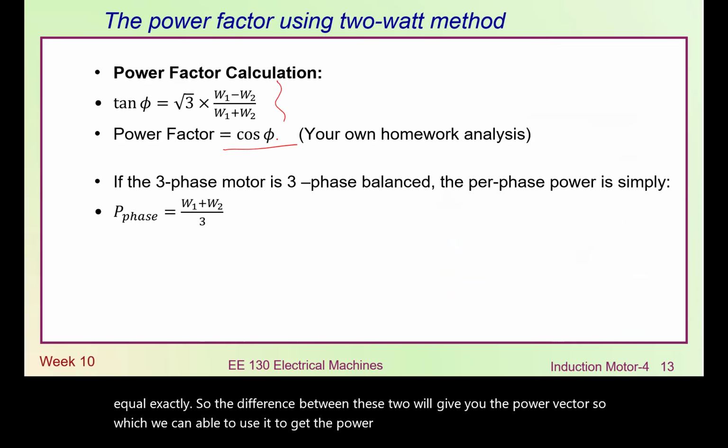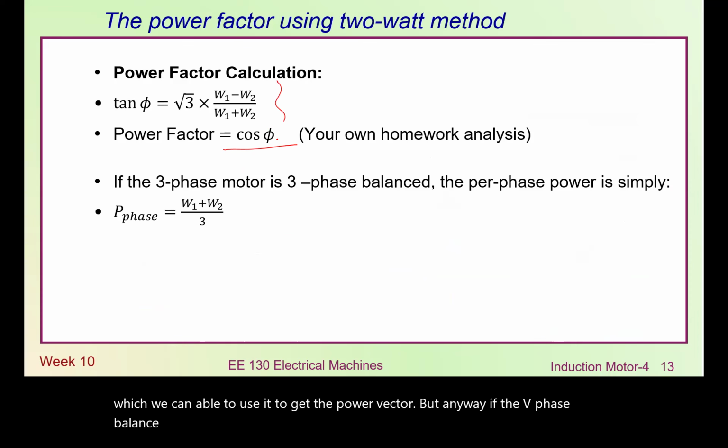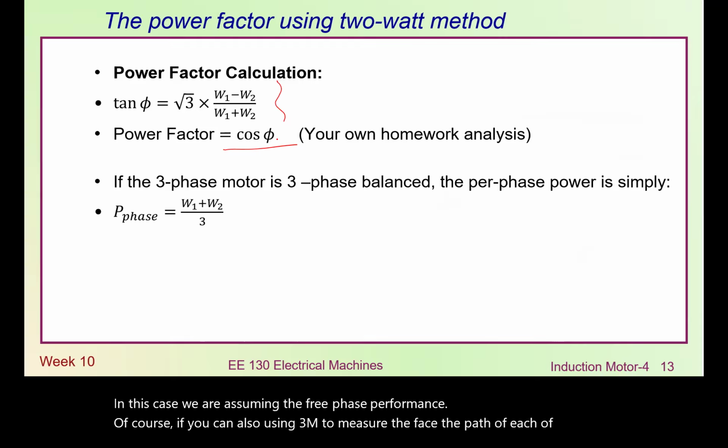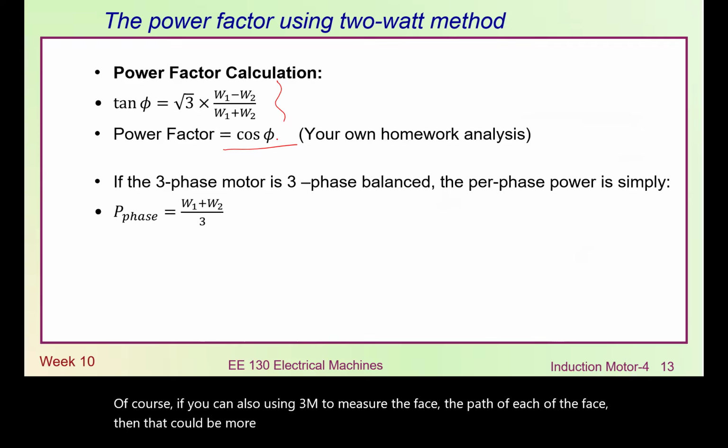But anyway, if the three-phase is balanced, then the summation is the total power, and divided by 3 will be the power for each phase. In this case, we assume the three phases are balanced. Of course, you can also use 3 meters to measure the power for each of the phases, and that could be more accurate. Here, I just show you a typical method. We can use the 2 wattmeter method to measure the power.